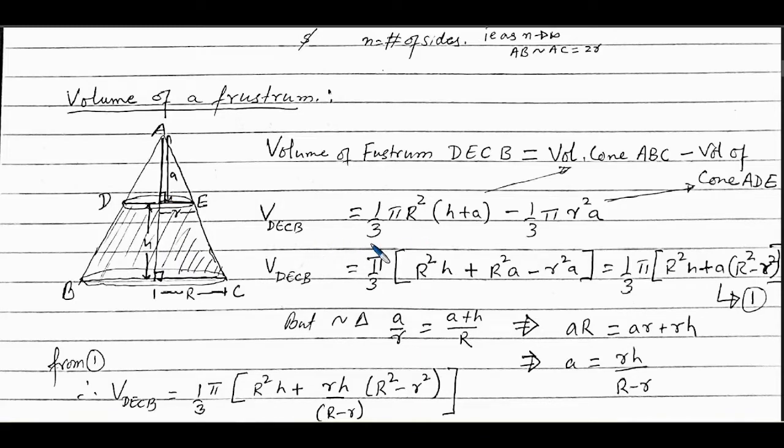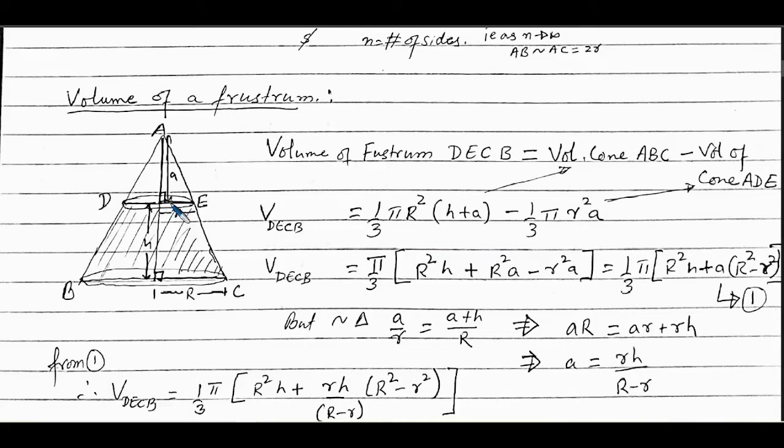What is the volume of a cone? We have seen the volume of a cone is 1/3 base times height. Base is pi r square, where R is the radius, capital R. We consider only the big R here. So it is 1/3 pi R square times h plus a. This is the volume of the big cone.